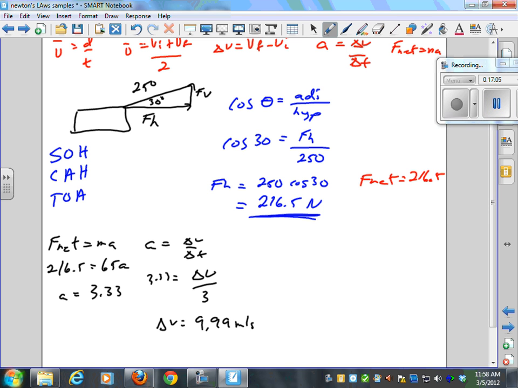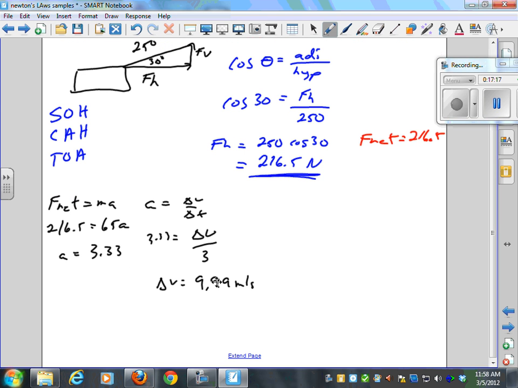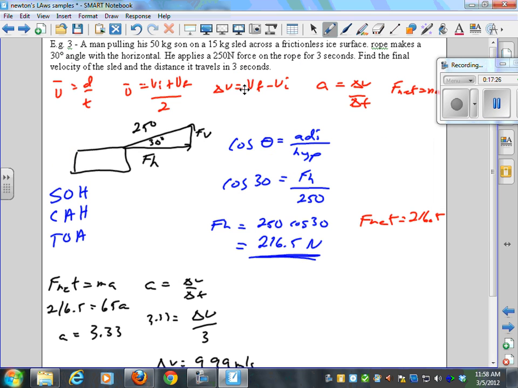Now what's the next step? Just going across here, right? Delta V equals, now actually if you stop and you think here, what's the initial velocity? 0. So really, do I really need to do this step? I can simply say that therefore the final velocity is 9.99, right? Because the initial velocity is 0, right?